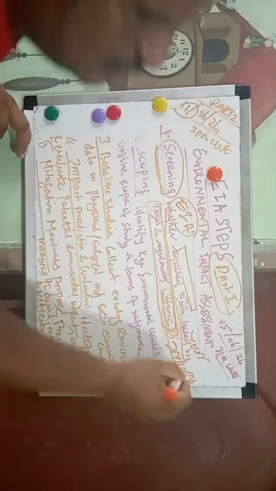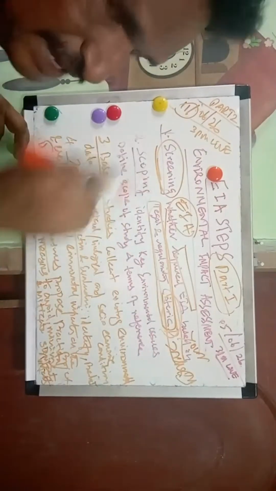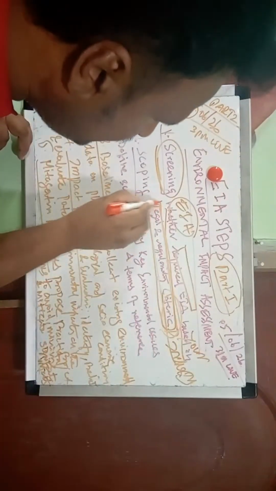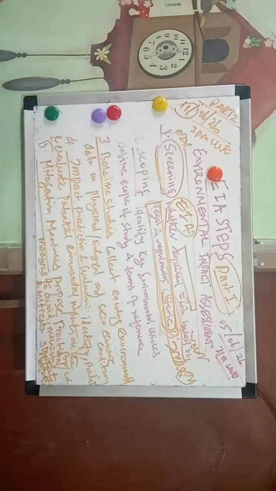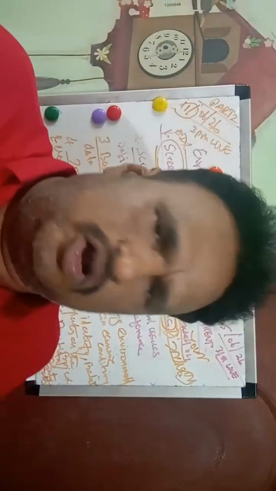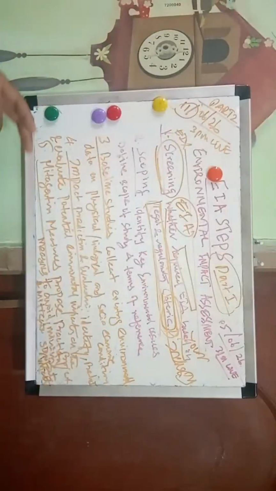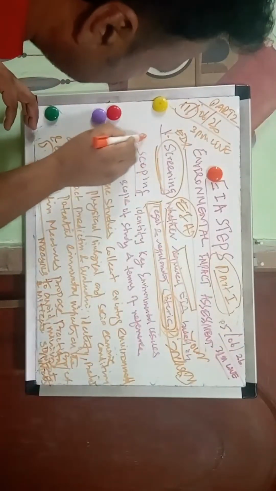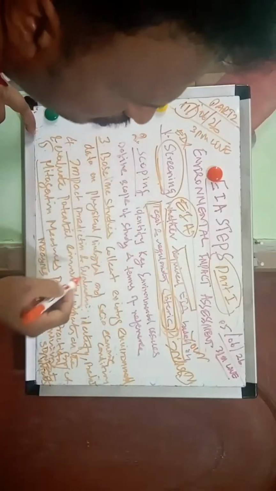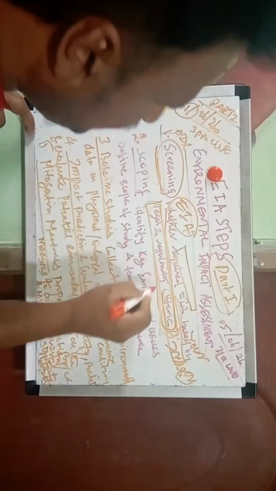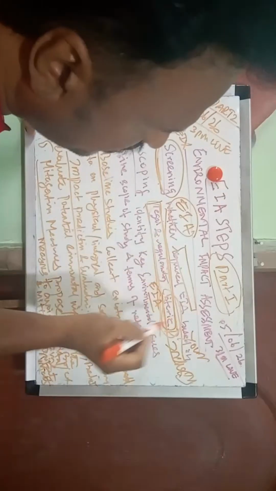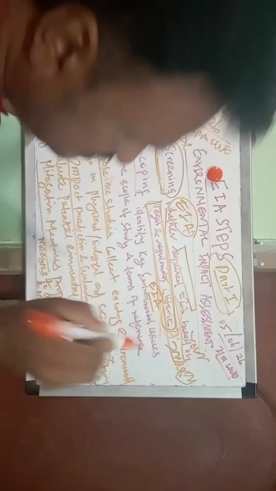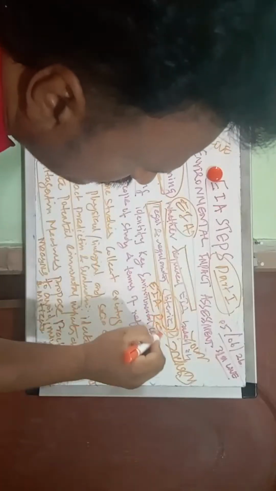So you have to determine the legal part. Then you decide whether EIA is required or not. That is the first part, screening. Then the second one: after screening, legal and regulatory, you decided EIA is required.